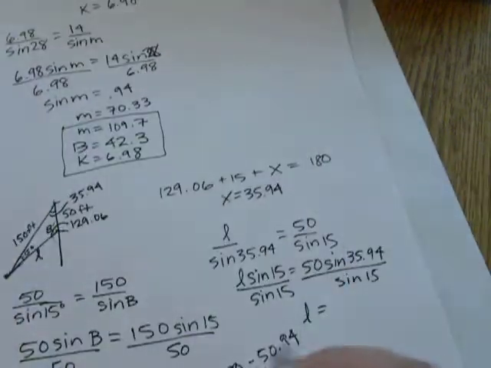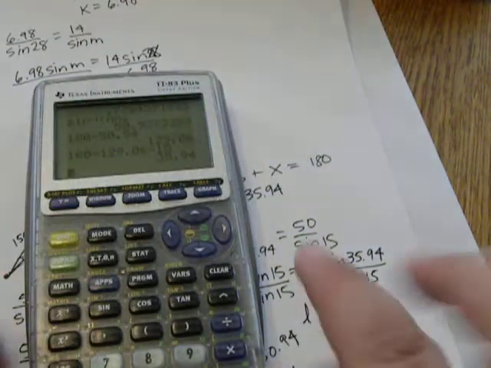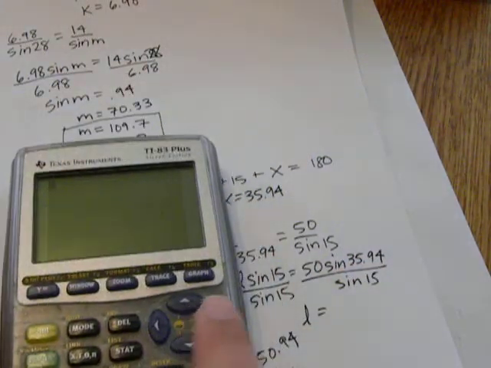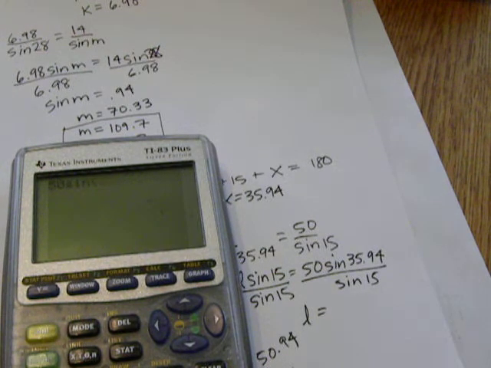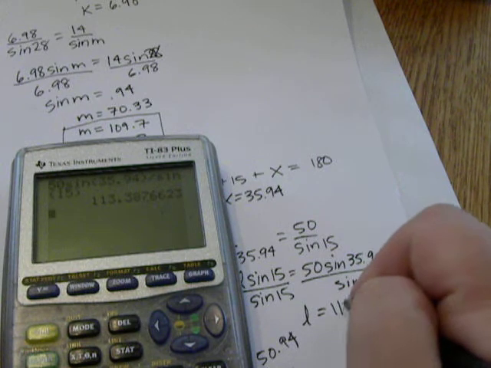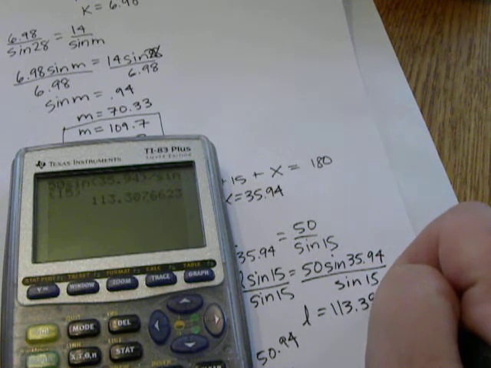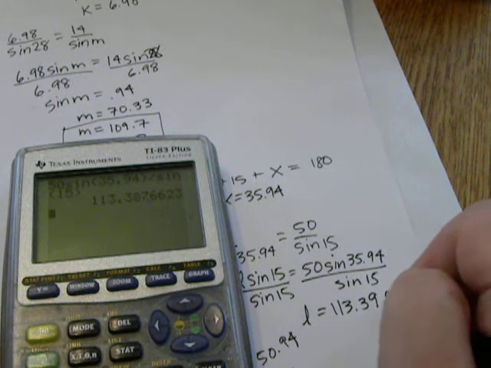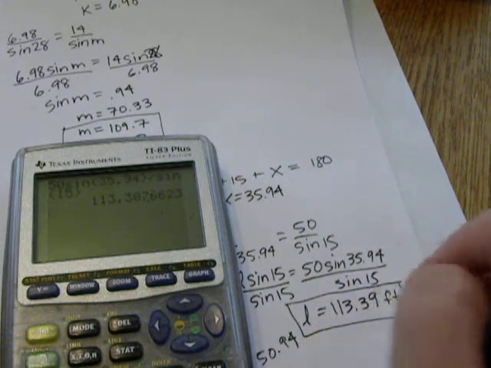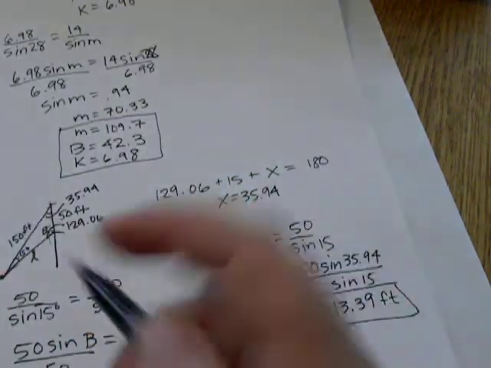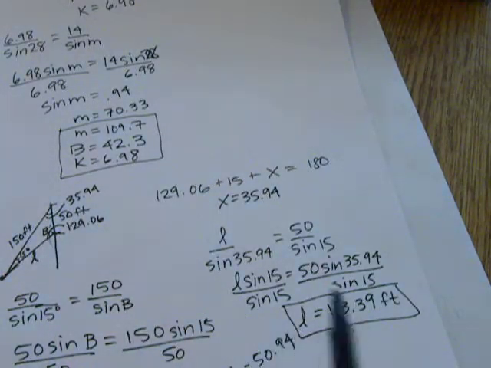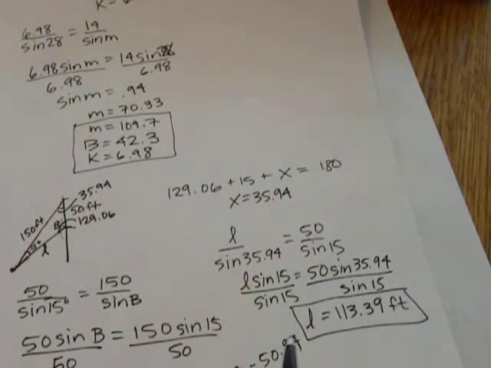So L equals, and now just use your calculator. We will do 50 sine of 35.94 divided by sine of 15. And we get L is 113.39, and that is in feet. So 113.39 feet is the length of that second cable. So kind of a lot of work to get the answer, but hopefully that made sense.